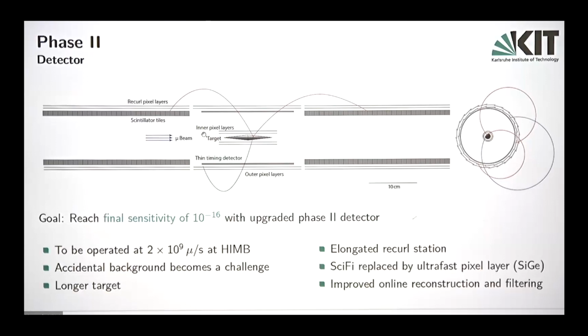So one way is to have better vertexing, so you have a longer target where your vertex layers are closer to the target itself. And we need better timing, so we will replace the fibers here with ultra-fast silicon sensors. And we have to work, of course, also on the filter farm.